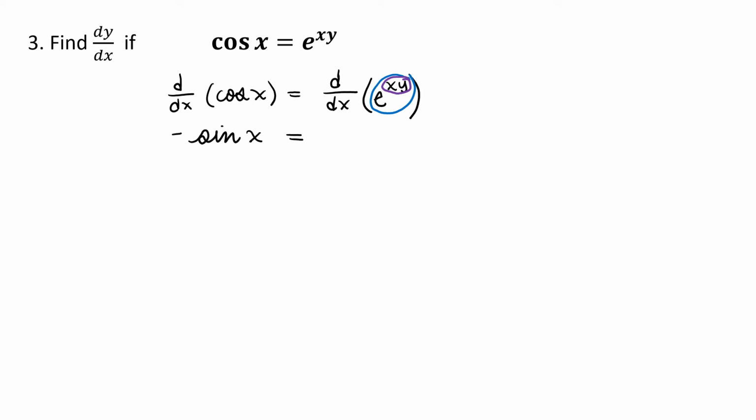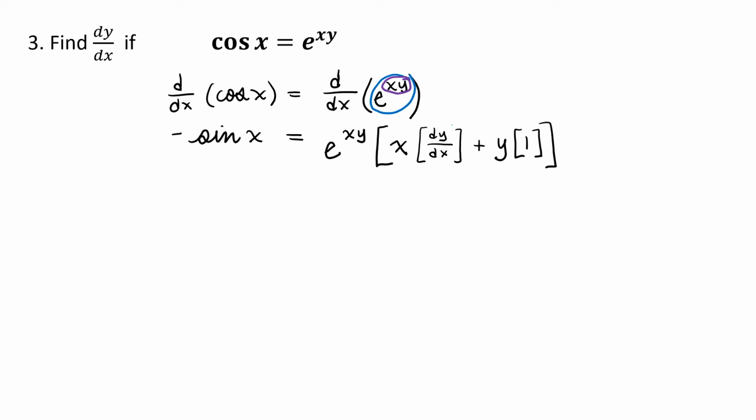And then to find this next derivative, we'll have to use chain rule. So we have e to the xy. That's the derivative of e to the x with the inside function, that xy is still there. And then we'll have to multiply by the derivative of xy, our inside function, which requires product rule. So that'll be the first function x times the derivative of the second function, so that's dy dx, plus the second function y times the derivative of the first function. The derivative of x is 1.